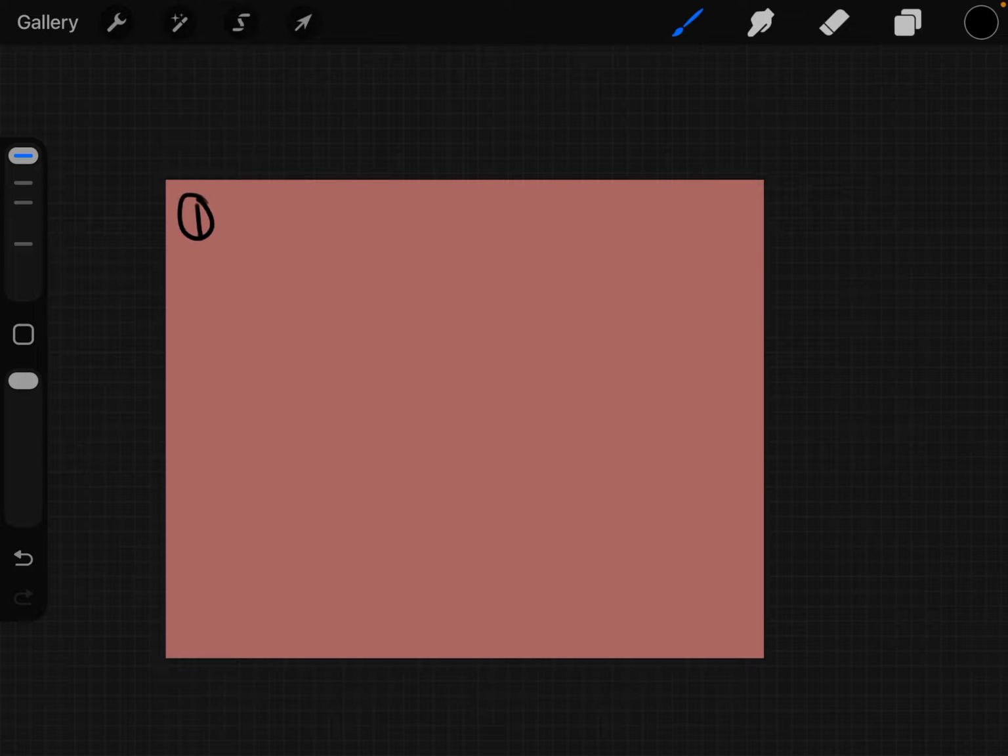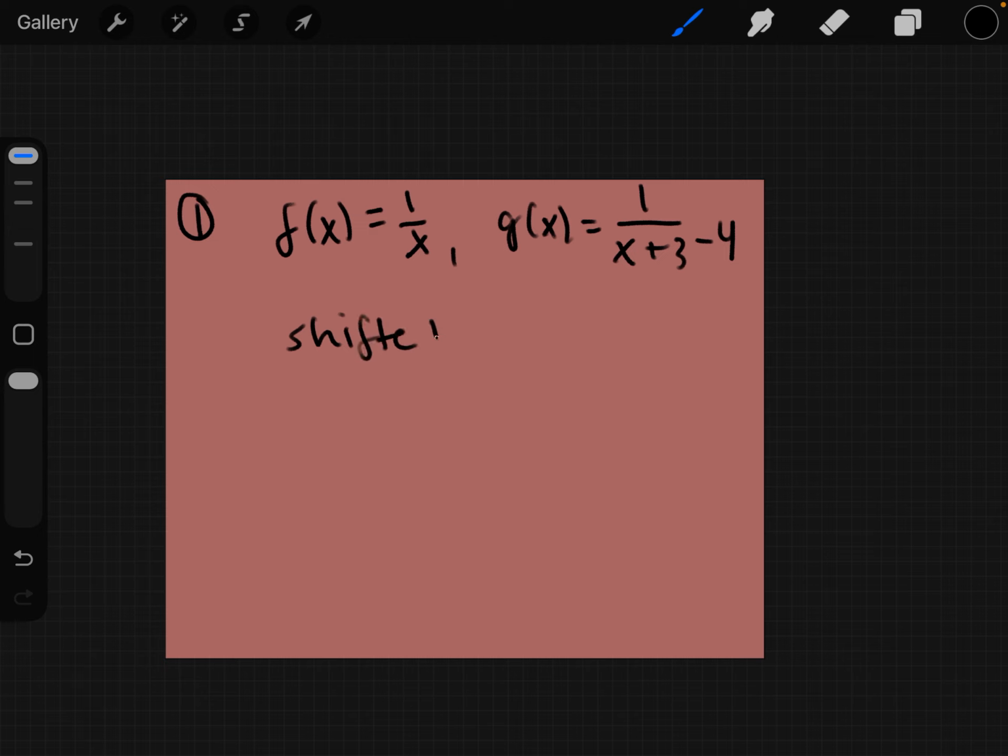Question 1. You have the parent function f of x is equal to 1 over x, and it has been transformed into... it is shifted 3 units blank and shifted 4 units blank. Okay, so this is that transformations of function stuff we did a while ago.